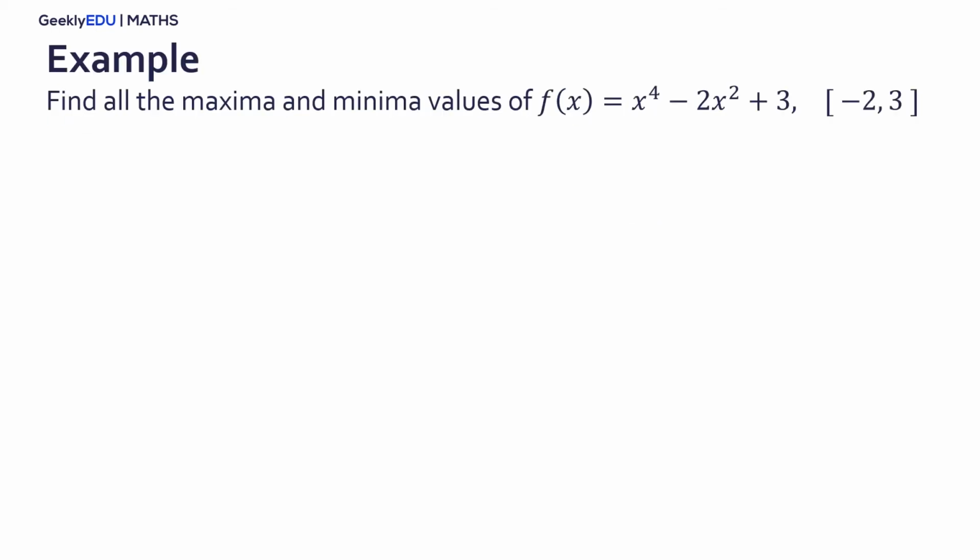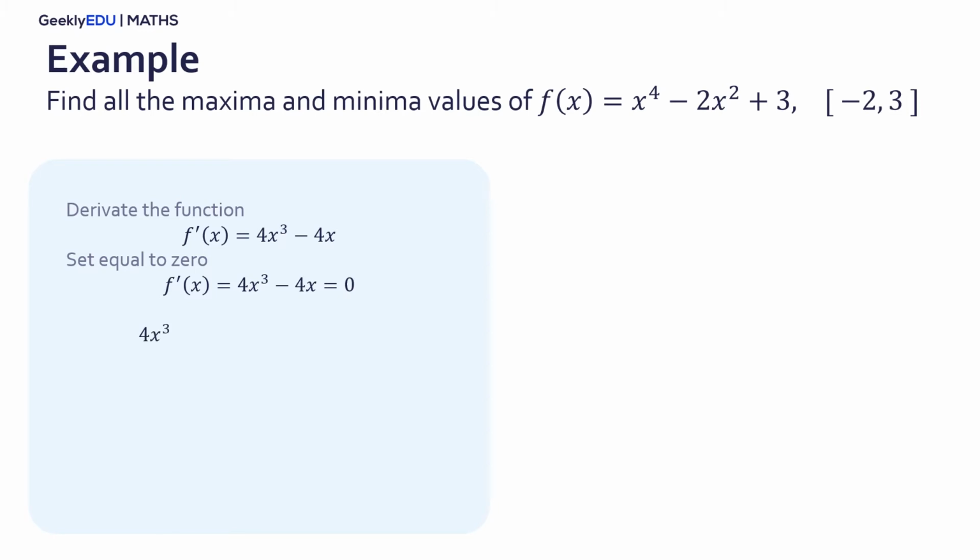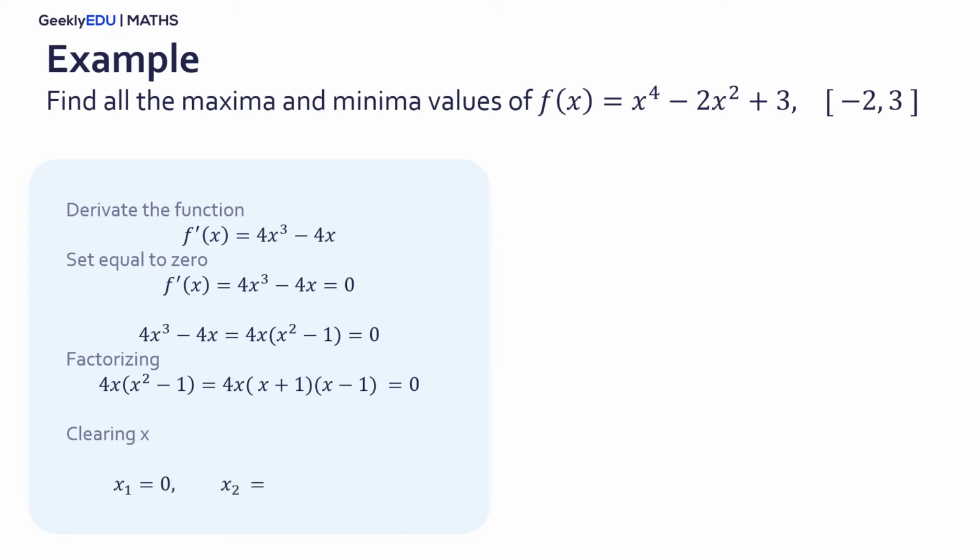Let's practice these concepts. Find all the maxima and minima values of the function in a given interval. First, we have to differentiate the function by using the rules of the derivative, and set the result equal to 0. We have to factorize and calculate the roots of this equation. In this case, we got 3 roots: 0, -1, and 1. Evaluating these values of x in the original function and the limits of the interval, we have 5 different coordinates.